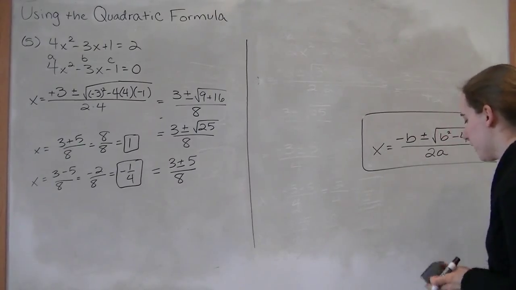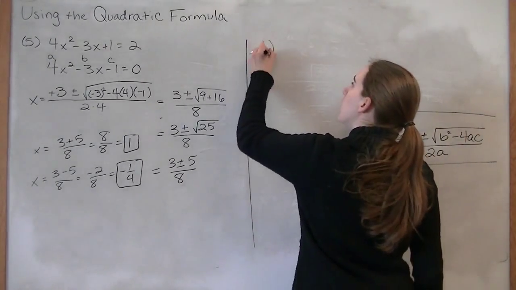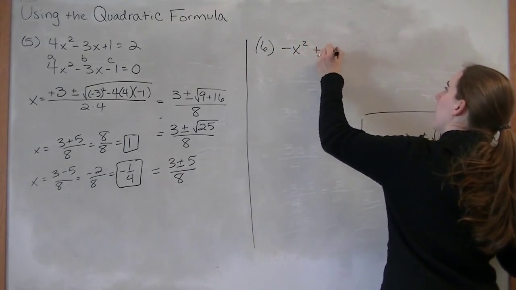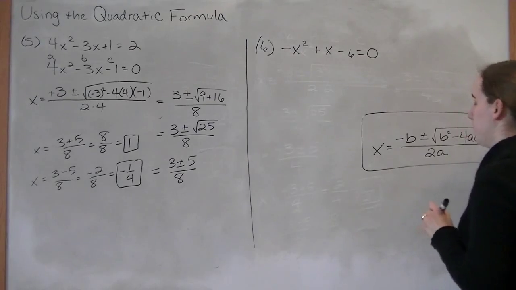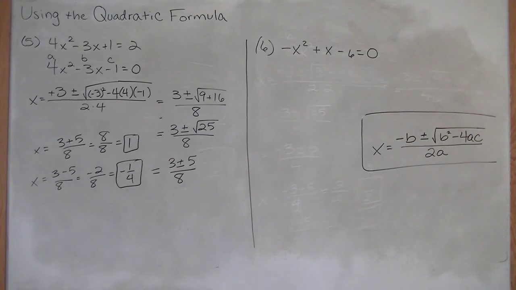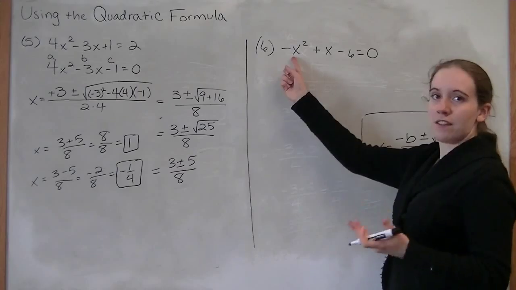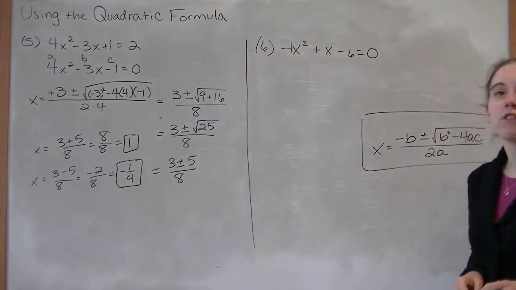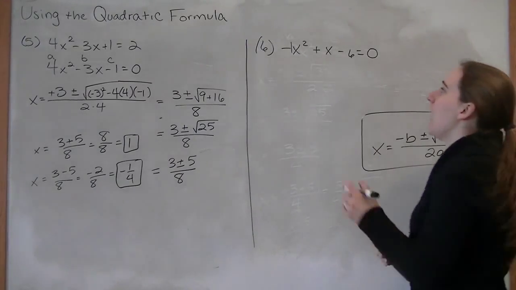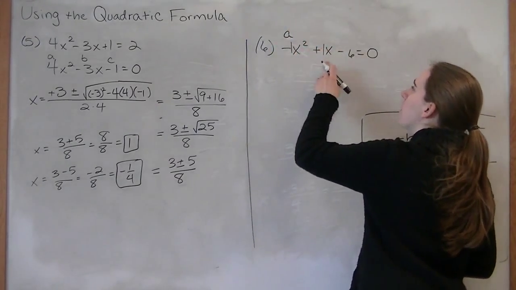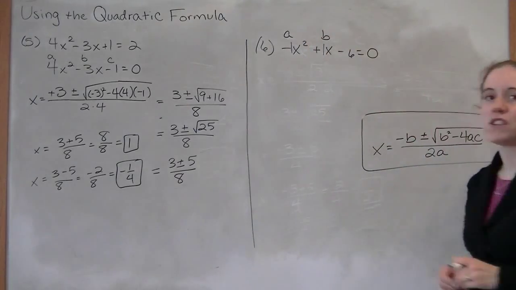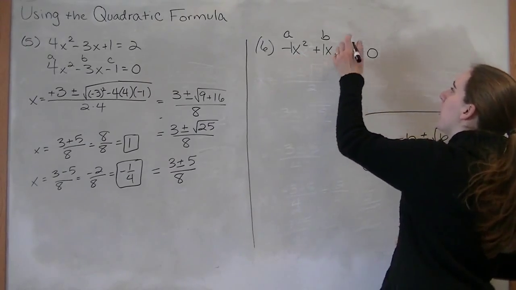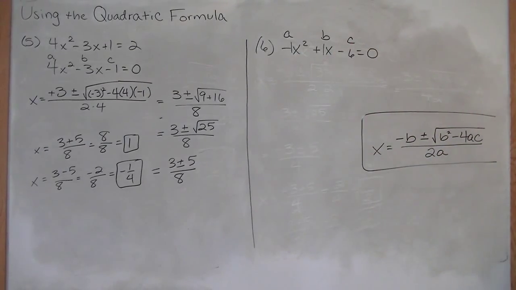Okay, one more example. So let's take negative x squared plus x minus 6 equals 0. So notice that I don't have an a as of right now. I just have a negative times my x. Well, that means really negative 1 times x. So a is negative 1, and then just like before, we said we can put in a 1 as a coefficient if there isn't one there. So a is negative 1, b is positive 1, c is negative 6.